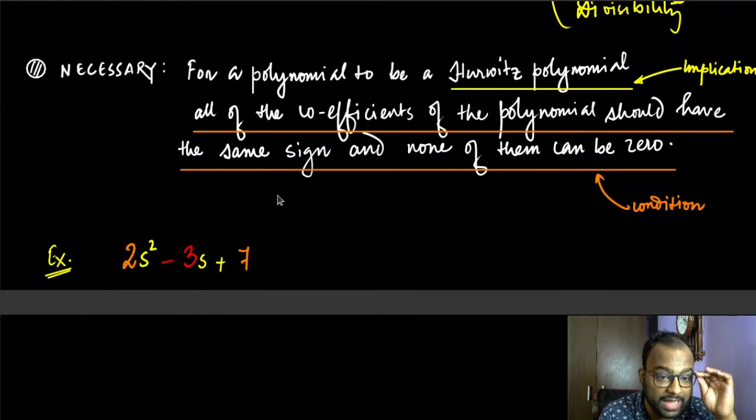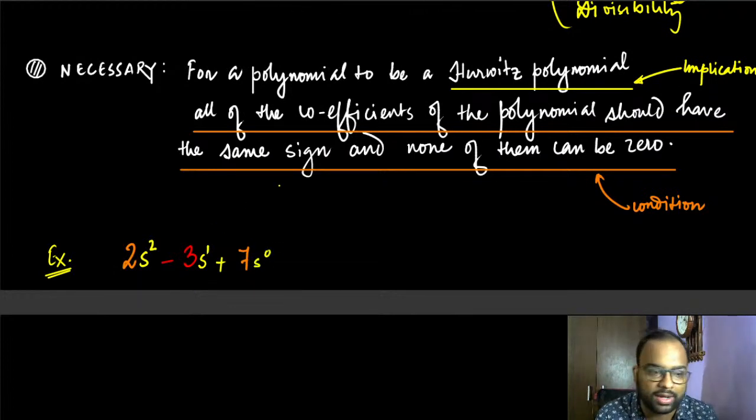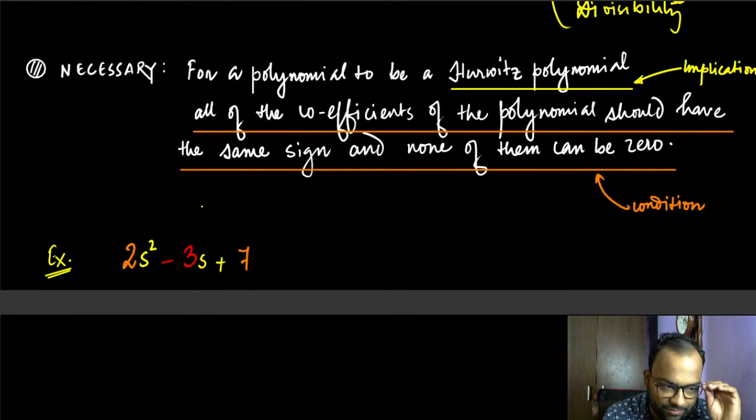We see that the coefficient of s to the power 1, and this is of course s to the power 0, does not have the same sign as the coefficients of the other terms. What we mean is that all the coefficients should have the same sign. Either all of them are positive or all of them are negative, and none of them can be 0. We can see that one of the coefficients is negative, and thus we can definitely say it does not satisfy the necessary criteria for stability.